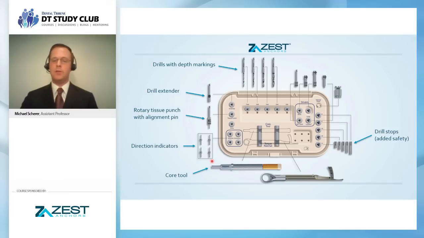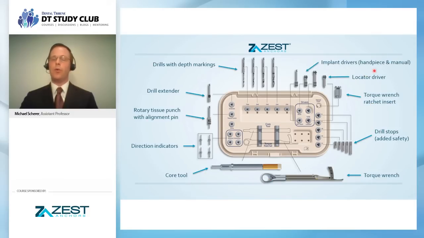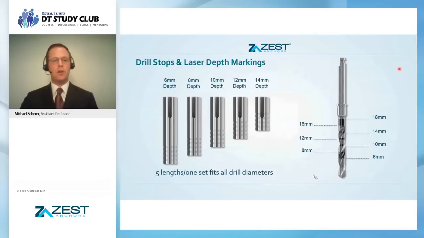for locator attachments. A little gift from the company, a nice torque wrench. Now this torque wrench alone, I had to purchase before we started using the LODI implants from another dental implant company. And this torque wrench alone cost me $750. The torque wrench insert that goes into the torque wrench, the locator driver, and the implant drivers, both handpiece, the ISO latch, and the manual driver, in case, depending upon your preference. The drill stops and laser mark depth are what you see here. You have a 6, 8, 10, 12, 14, 16, 18. Now, of course, we're not going to have to go up to 18 in many situations.